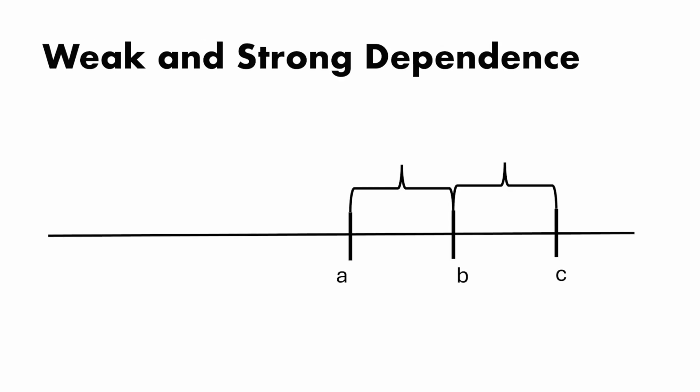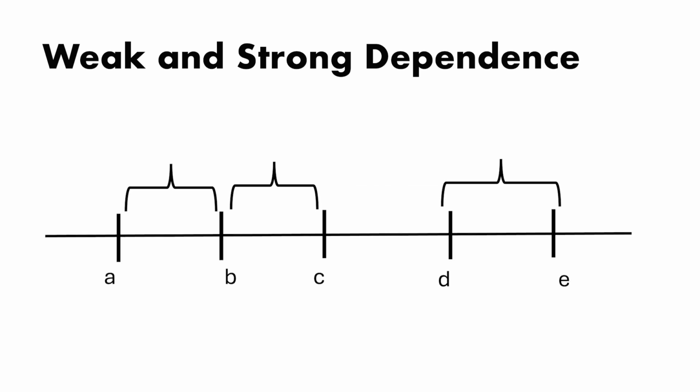When there is dependence among the increments, there are two possible types of dependence. The weak dependence means that the previous interval affects me, so what happens immediately before affects me. That's weak dependence. And strong dependence means that very historical events in the past will affect me also.